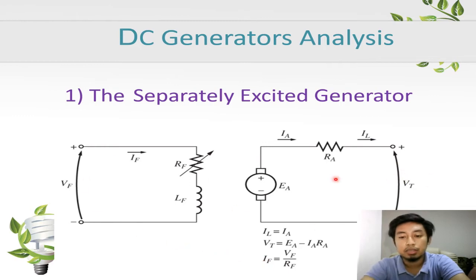Okay, this is the equivalent circuit for the separately excited DC generator. If you remember, the output IL for the motor flows from the right to the left, but for the generator it flows from the left to the right. So VT is the output here. The equations are still the same: IL equals IA, and VT equals EA minus IA RA. You can use KVL here to get this equation. And IF is still the same, VF over RF.